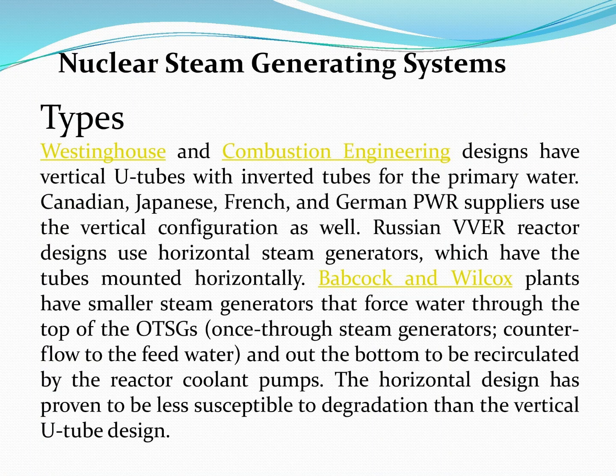Babcock and Wilcox plants have smaller steam generators that force water through the top of the OTSGs, once-through steam generators, counterflow to the feed water and out the bottom to be recirculated by the reactor coolant pumps. The horizontal design has proven to be less susceptible to degradation than the vertical U-tube design.